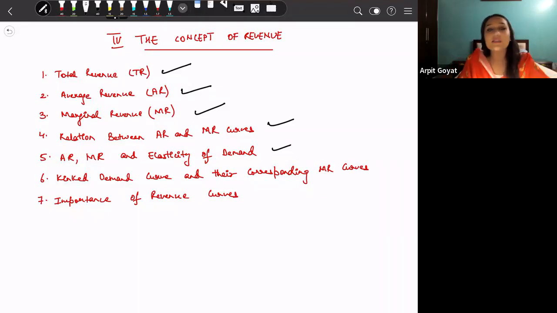Then we'll discuss King's demand curve and their corresponding marginal revenue curves. King's demand curve we will also do when we discuss oligopoly, but here also we will refer to it. And what is the importance of discussing the revenue curve?